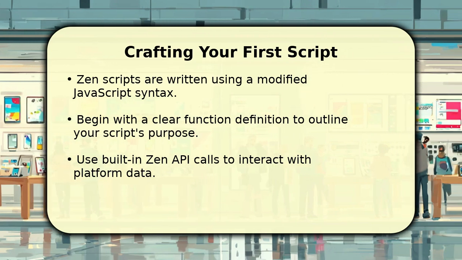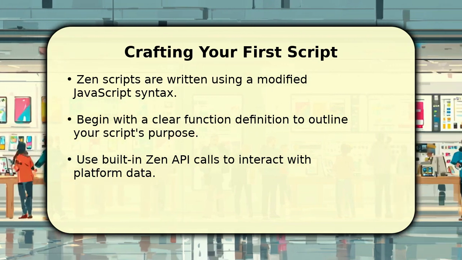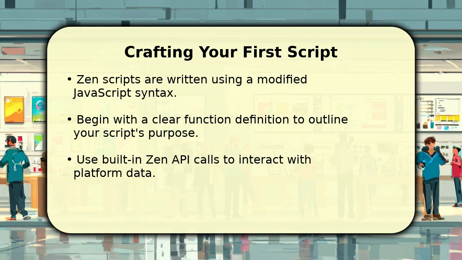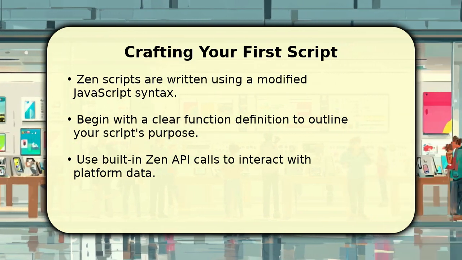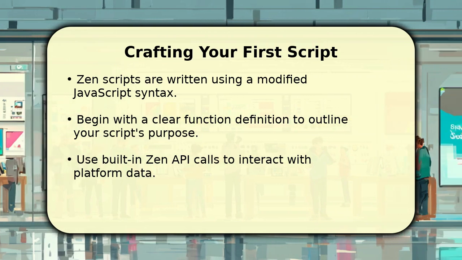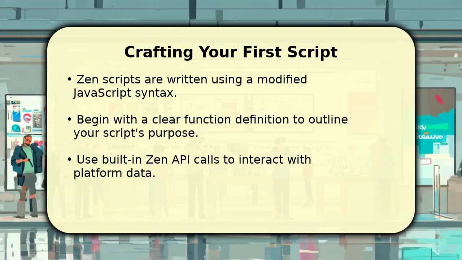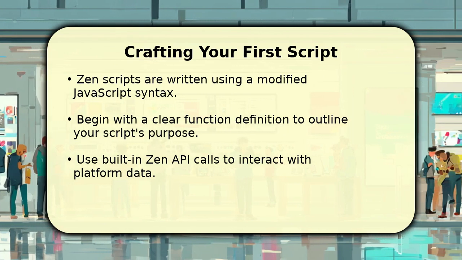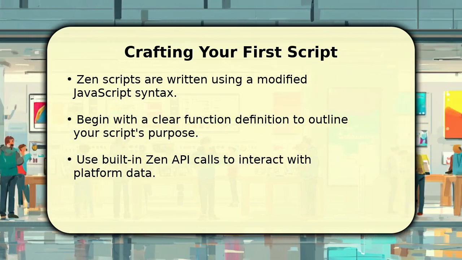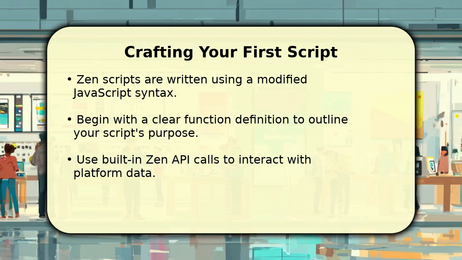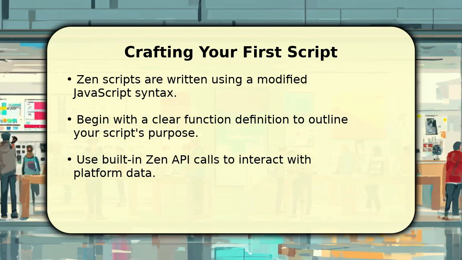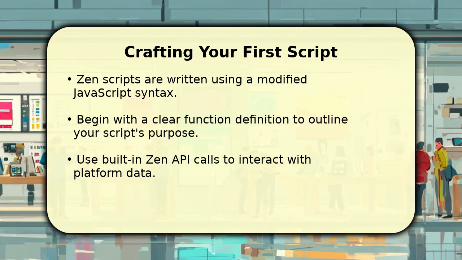When crafting your first script, it is important to remember that Zen uses a flexible JavaScript-like syntax. Start by defining a clear function, perhaps named main, which will serve as your script's entry point. Inside this function, you can utilize the powerful built-in Zen API calls, allowing your script to seamlessly interact with various platform functionalities and data. For example, a basic script might fetch a list of 25 items, apply a filter, and then update their status, all within a few lines of code.